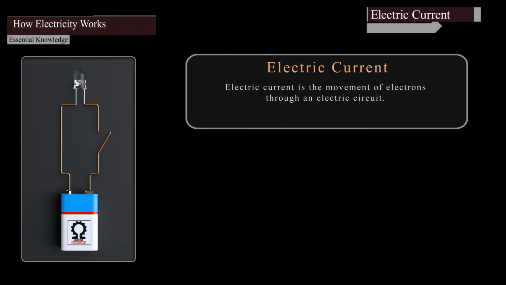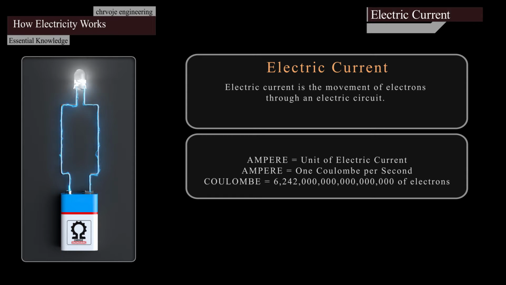Electric current is the movement of electrons through an electric circuit. When a circuit is closed, it means that electrons will flow through a circuit, and when the circuit is open, it means that no electrons will flow. We can measure the flow of electrons, just like you can measure the flow of water through a pipe. The flow of electrons or electric current is measured in amperes or amps. 1 ampere can be defined as the unit of electric current, and it is equal to the flow of 1 coulomb of charges per second, or 1 coulomb per second.